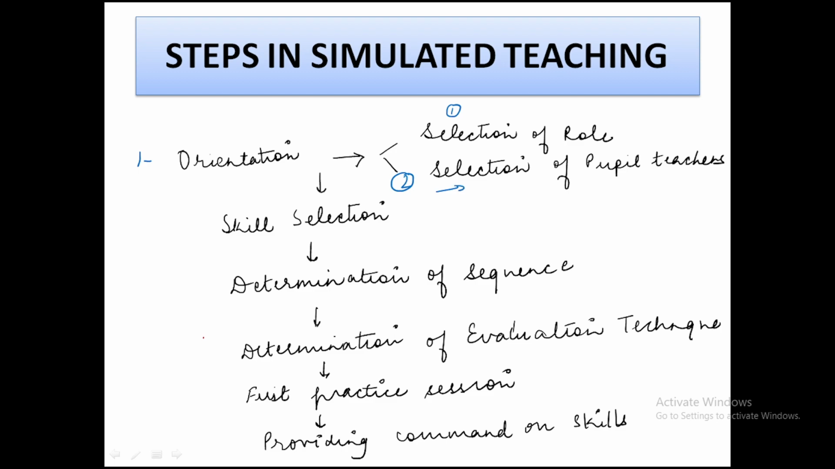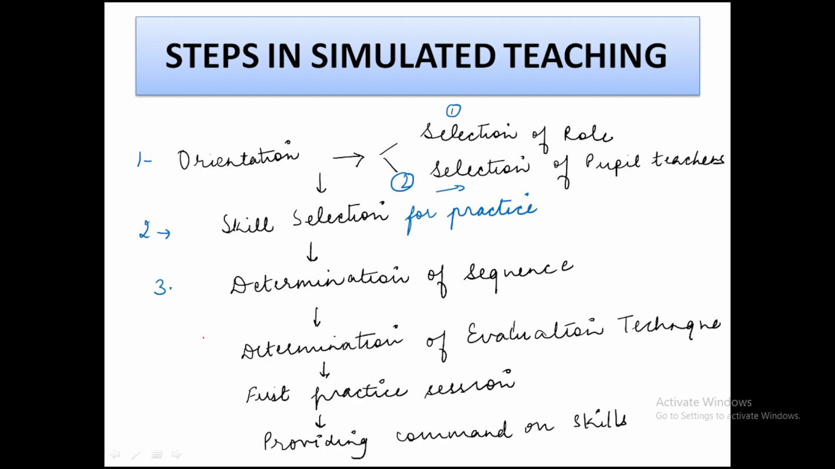Next, in the second step, there is skill selection for practice. We will select a certain skill for practice, questioning skill or lecture method, or whatever skill you want to learn in that particular environment. Third is determination of the sequence. When we make a lesson plan for a certain skill, then having made the lesson plan on the basis of the chosen skill which has to be cultivated in the simulated teaching, a practice session will be chalked out where you will tell your mentor what skills are to be taught first, what skills when, and thus ordered.